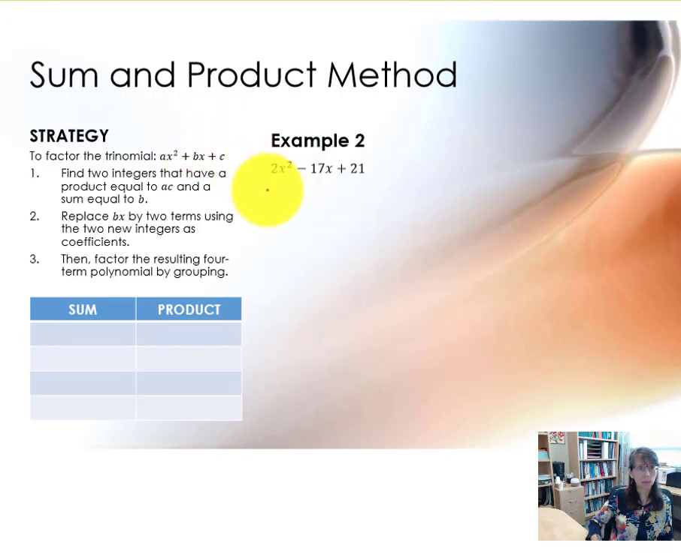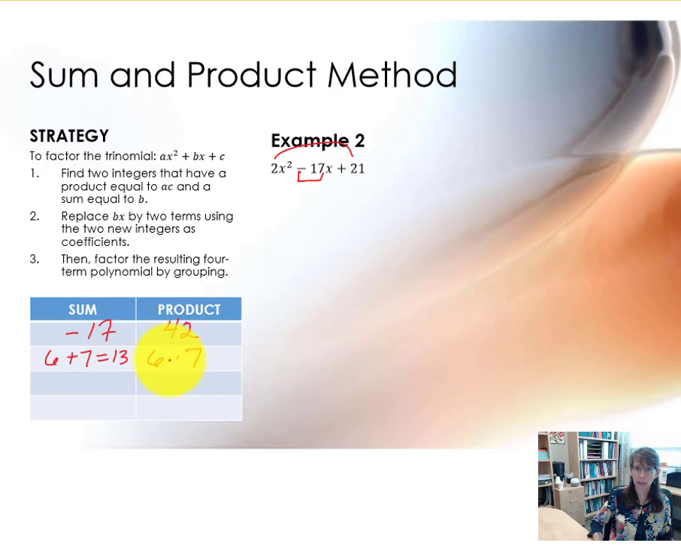In the next example, we're starting with 2x squared minus 17x plus 21. So here's the strategy written again in case you need to check back. We're filling in a sum coming from minus 17, and the product is 2 times 21, and that would be positive 42. A lot of us think of 6 times 7 as factors of 42. 6 plus 7 makes 13. So that's a little bit too small, and the sign isn't correct either.